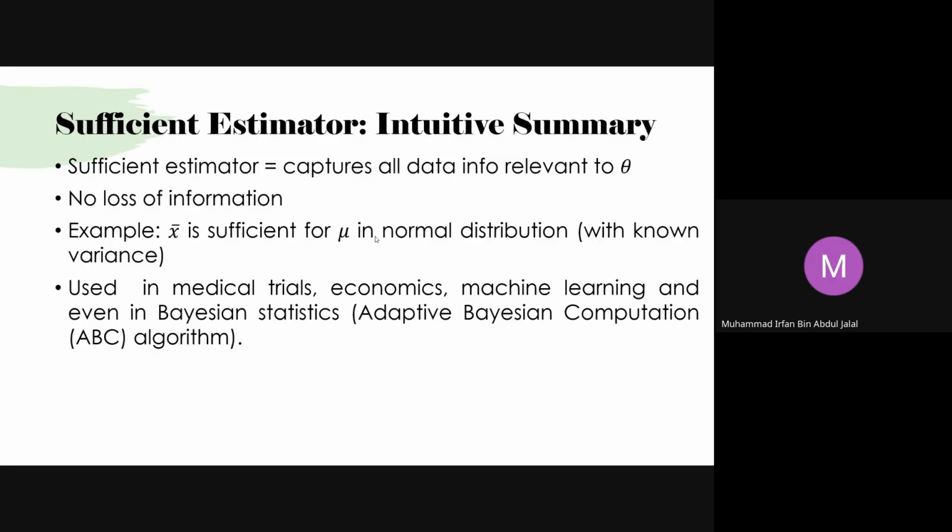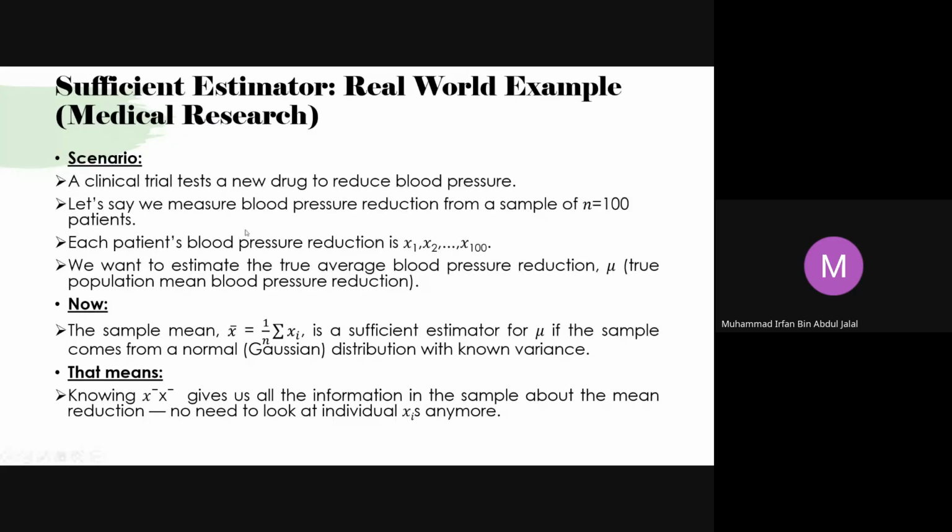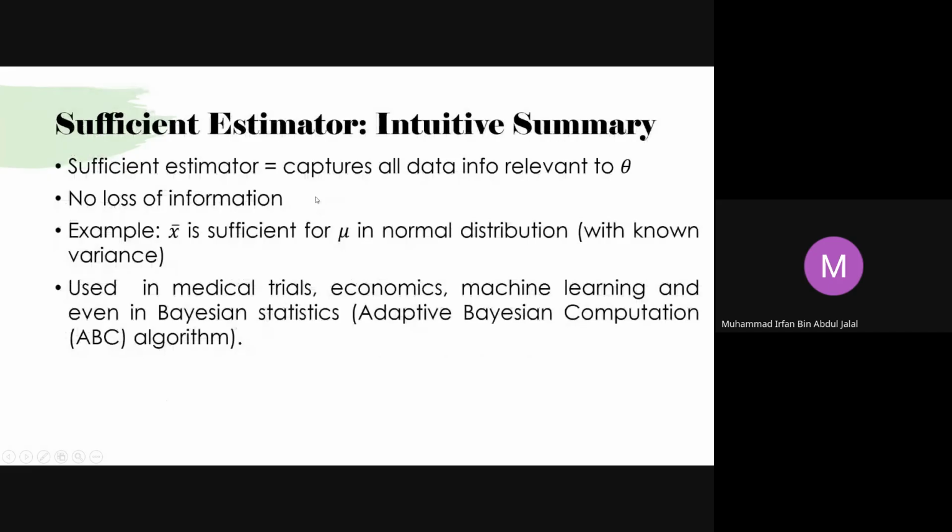For example, in this case, population mean blood pressure reduction in our hypothetical kajian klinikal di sini, without any significant loss of information. This example that I told you previously. And then the usefulness of a sufficient estimator tu is more than the raw data summarization. It has been used in many applications.